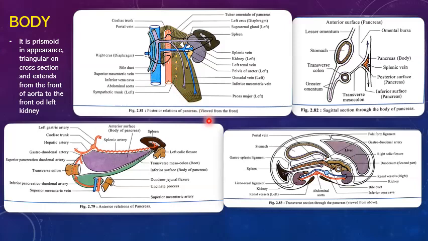Now coming to the borders. What were the borders that we have discussed? There is a superior border, anterior border, and an inferior border. So this angle here represents the superior border. This represents the anterior border, and this represents the inferior border.